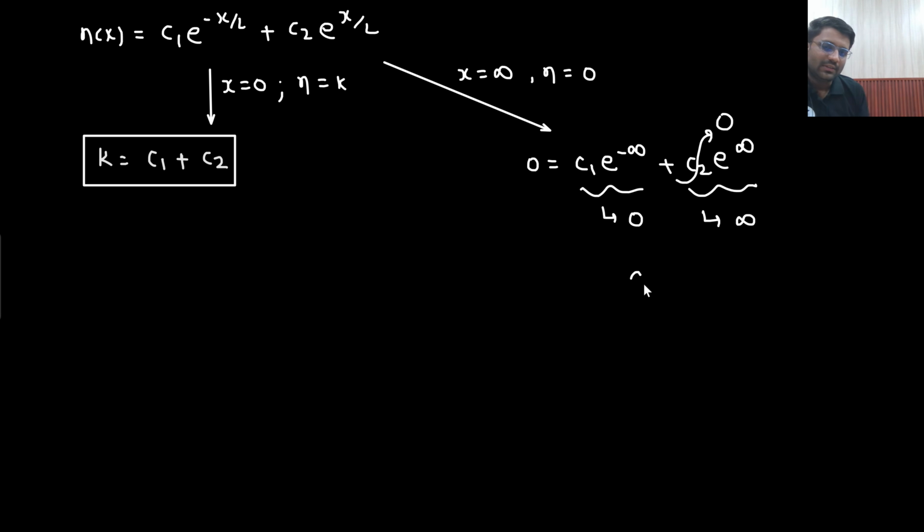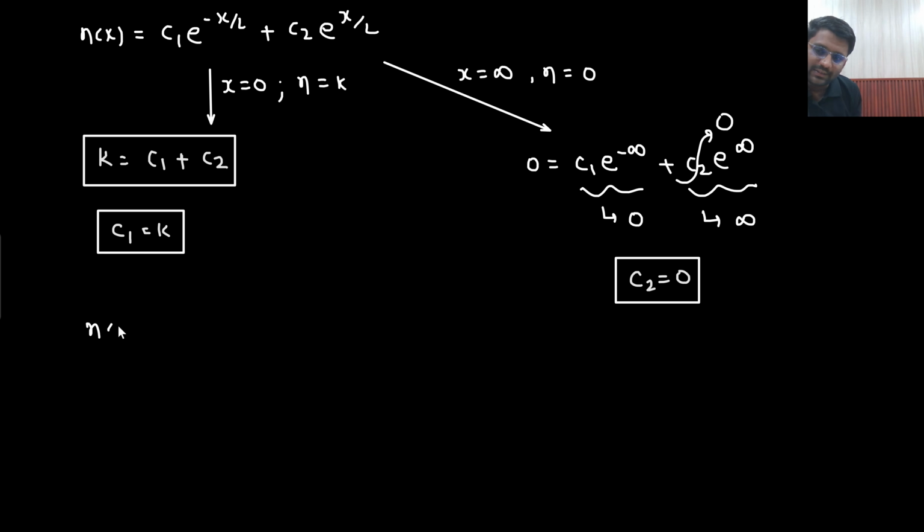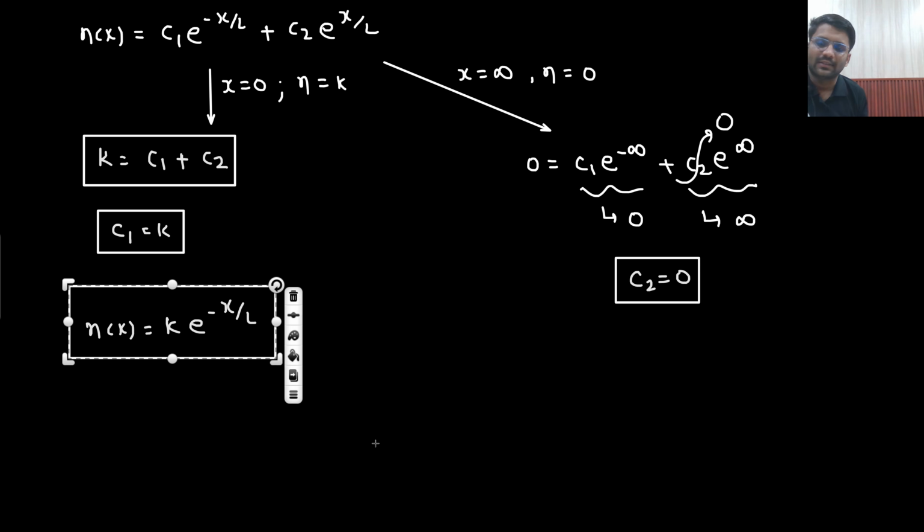Say yes or no? C2 has to be 0, because the factor which is tending towards infinity would make sure that at infinity the value is infinity. But they are saying that at infinity the value is 0. That is only possible if C2 is 0. If C2 is 0, then C1 has to be k. And if C1 is k, then job done. Nx is coming out to be k e to the power minus x by L. There you go, this is the answer.